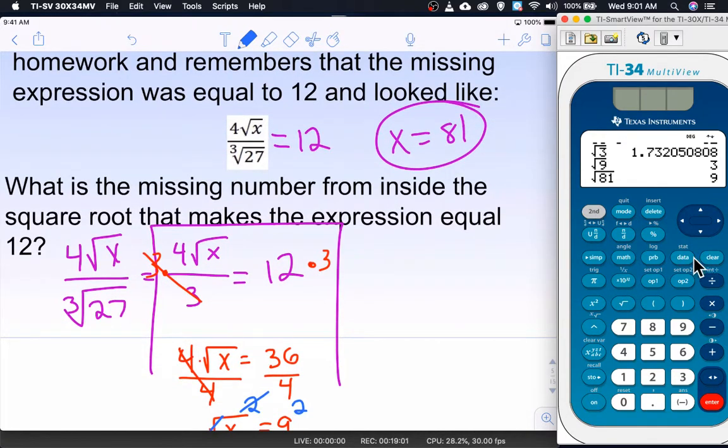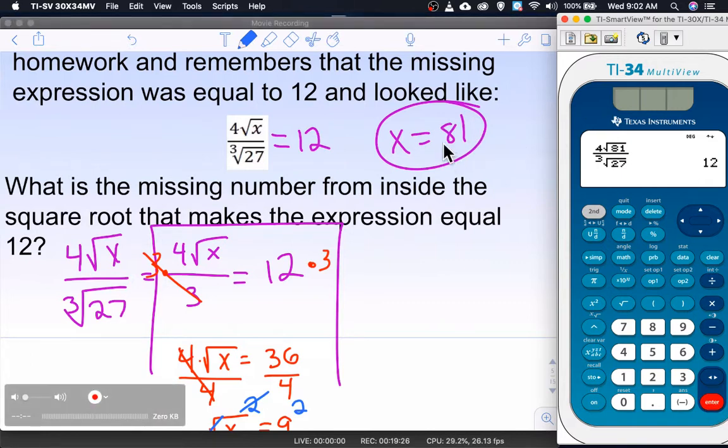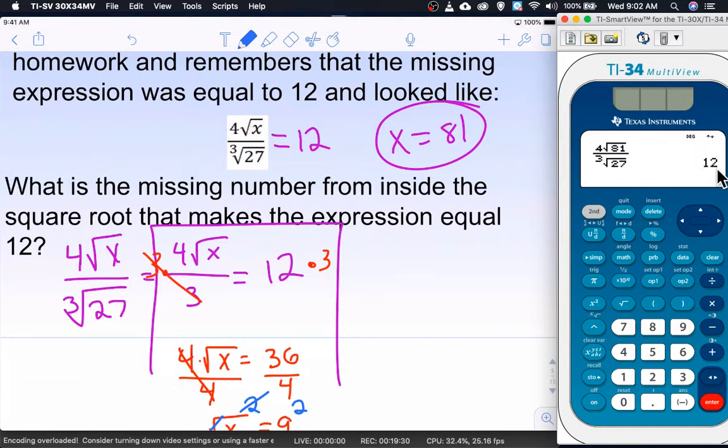And then you could plug that in. If I would type this whole big ugly problem in, fraction 4 square root of 81 over 3 caret 27. So I've typed this whole thing in, equals 12. I've now proven that my answer is correct because I checked my work. I plugged in my given value of x into the expression, and I got the right answer.